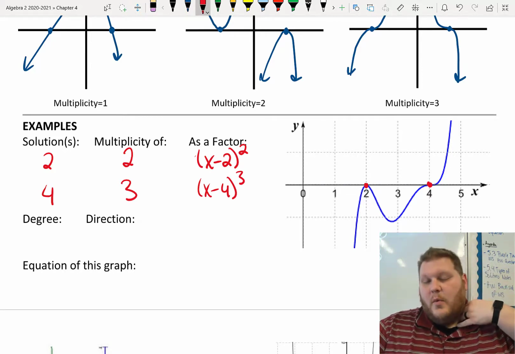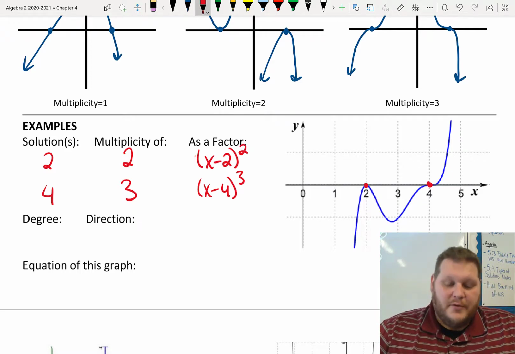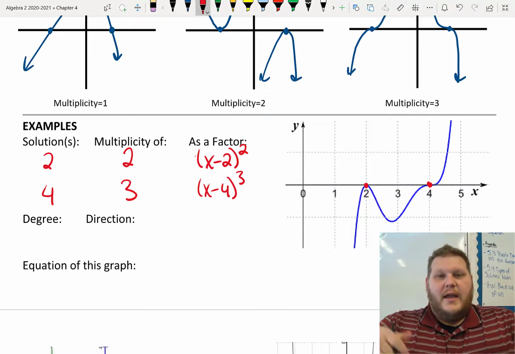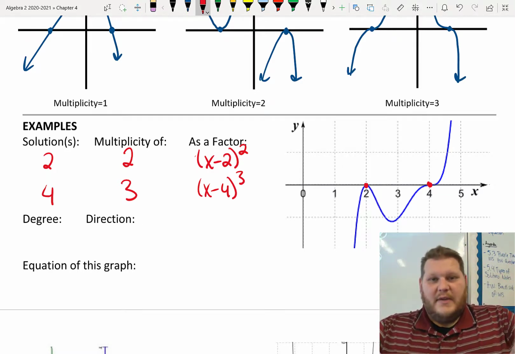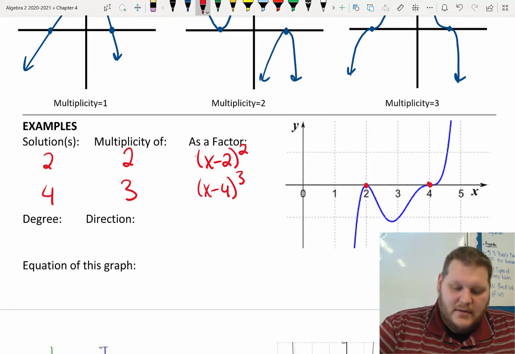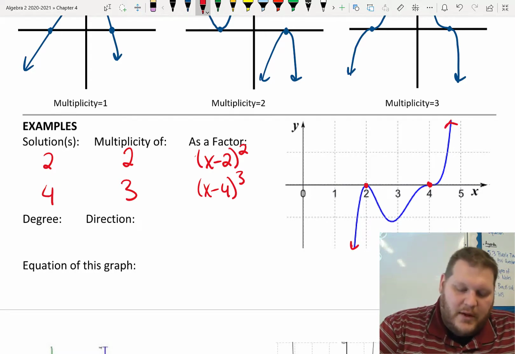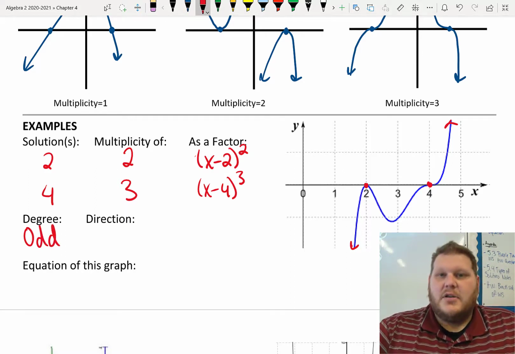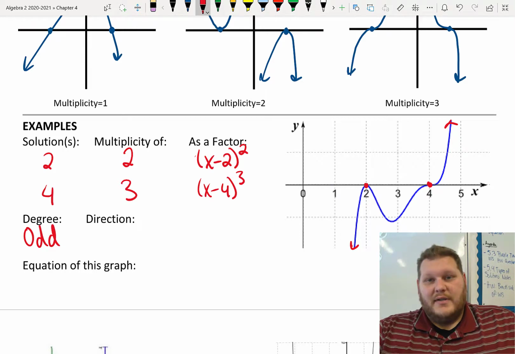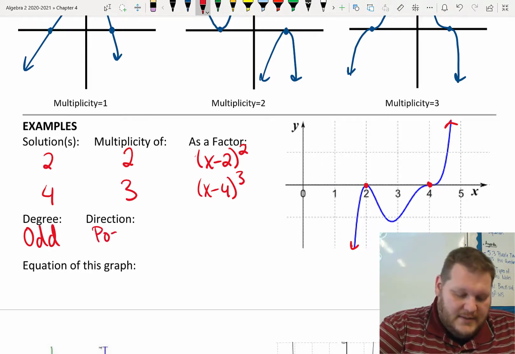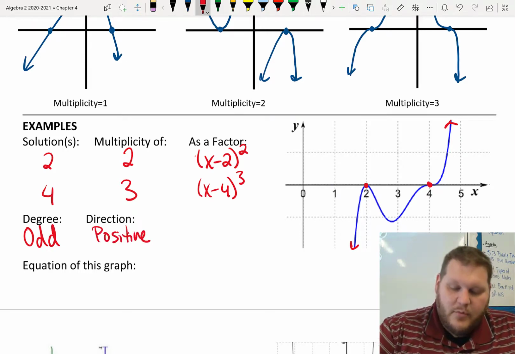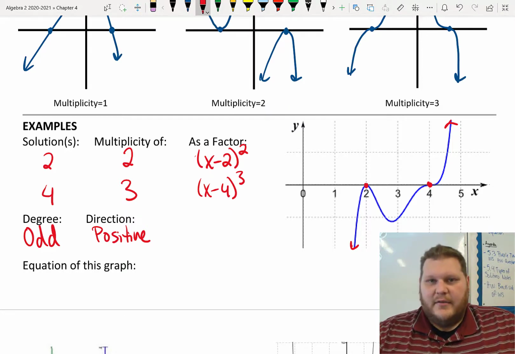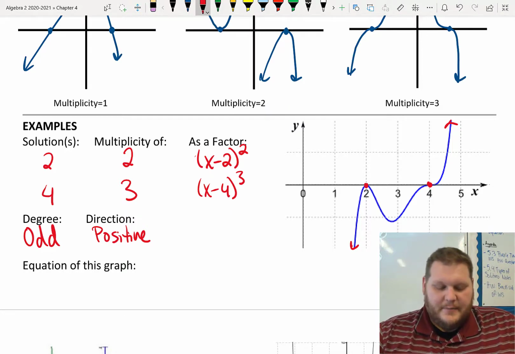Now the next two things are going way back to the first section of chapter 4 with the degree and the direction. So degree, again, is either going to be even or odd. If they both point the same direction, either both up or both down, it's going to be even. In this case, the left points down, the right points up, which means it's going to be odd. And then direction is just what the right side does. If it points up, it's positive, like it is in this case. If it would point down on the right side, it would be negative, but in this case, it's positive.